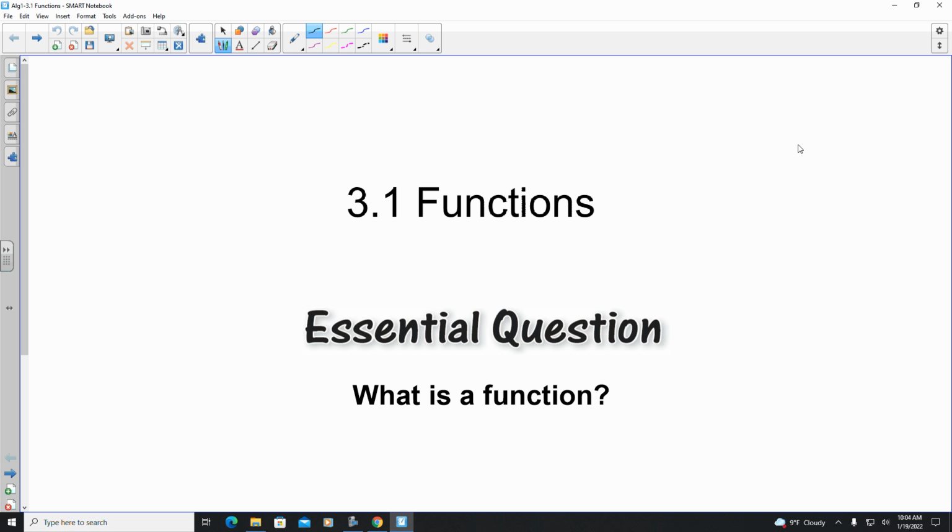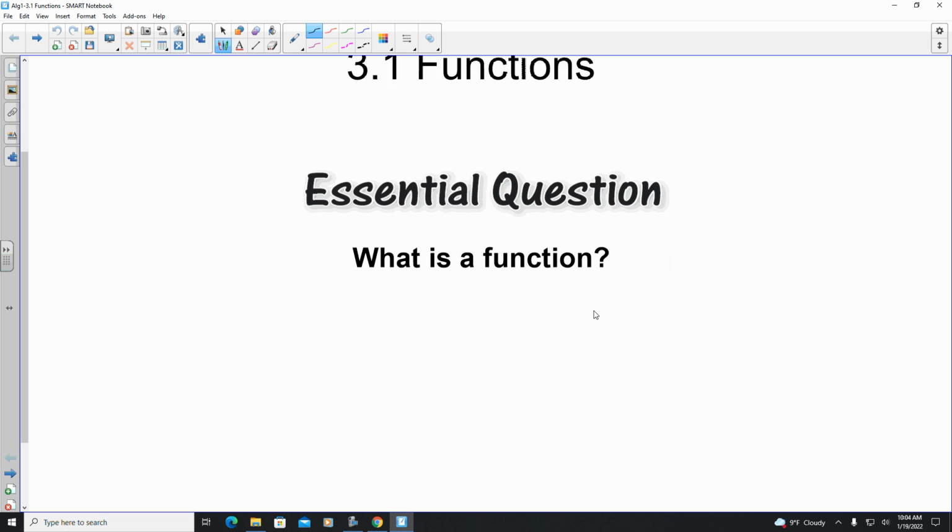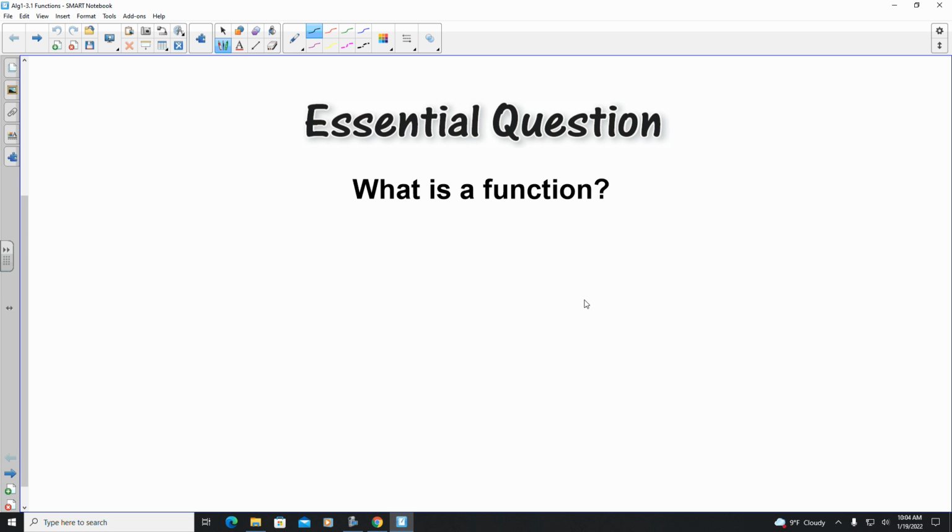In this lesson, we're going to be looking at section 3.1, where we're going to concentrate on functions. The central question that was given to us here says, what is a function?